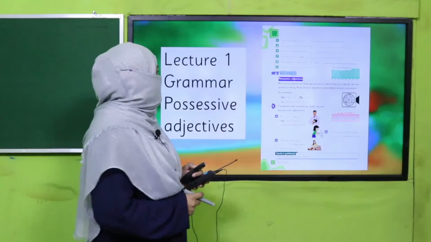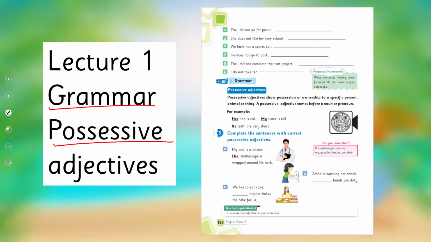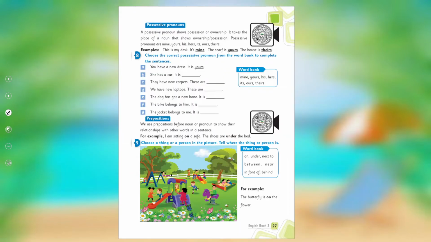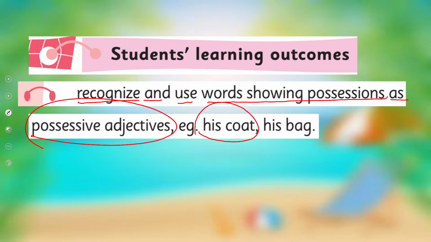Yes, my dear children, today under the title of grammar, we are going to learn about possessive adjectives. Before this, we have already studied about possessive pronouns. I hope you remember. If not, you may watch this video lecture again. And we are going to learn further about possessive adjectives. Our SLO is to recognize and use words showing possession as possessive adjectives. For example, his coat, his bag, etc.